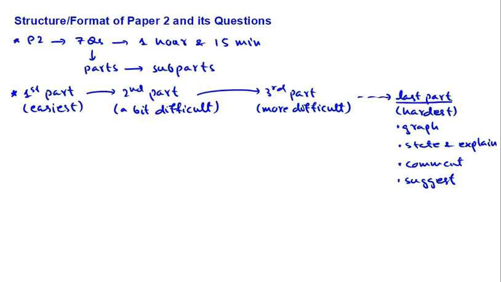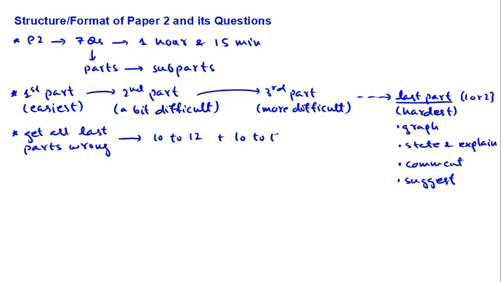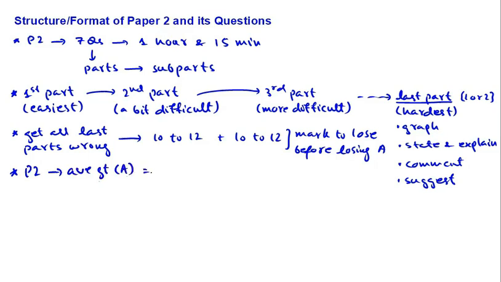But a good thing about the last part of any paper 2 question is that it's usually for 1 or 2 marks only. So even if you get all last parts wrong, you will only lose 10 to 12 marks, which means that you will still have 10 to 12 more marks to lose before you lose your chance of getting an A in paper 2. Remember, I told you in the introduction that in paper 2, the average grade threshold for an A grade is about 38, which means that you can lose about 22 marks out of a total of 60 in paper 2 and still expect to get an A in it.